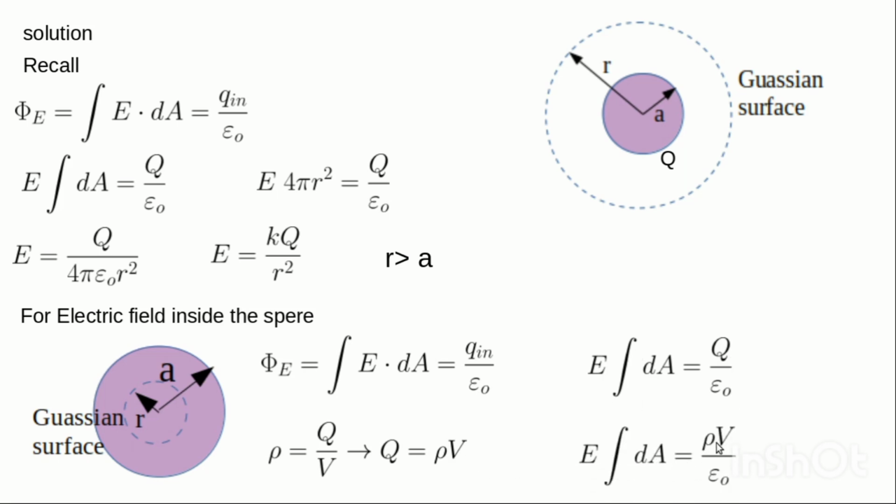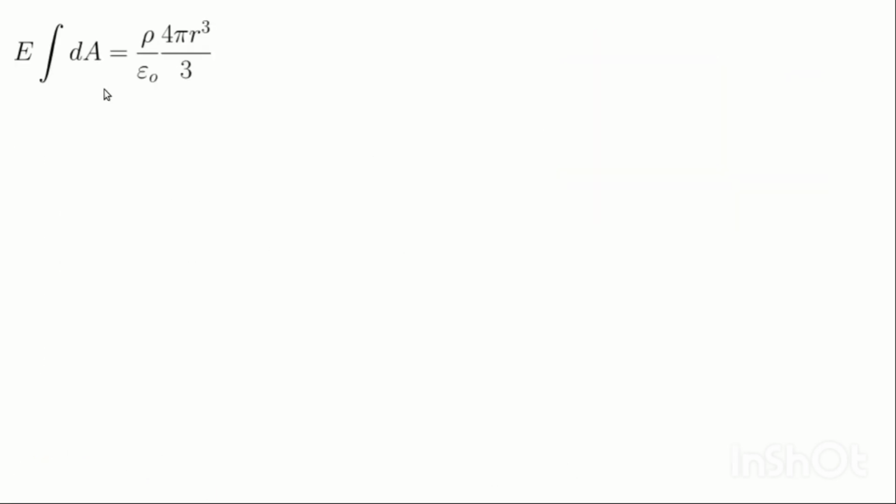But now this V must not be the volume of this entire one, but the volume of this inner one. And what's the volume of this inner one? It will be 4 over 3 pi r cubed. So we have this expression. So we have rho all over E naught times 4 pi r cubed all over 3. So at this point, we can pause here and come to this part.